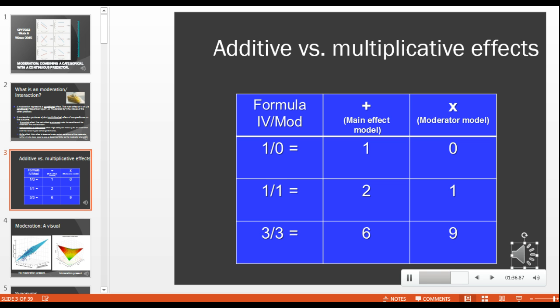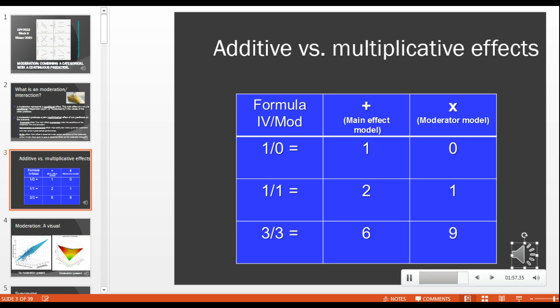Now in the last row, imagine that both of them have a more substantial effect on the DV. So there's a 3 for the predictor value and there's a 3 for the moderator value. If we add them together, that's a 6, but if we multiply them, it's a 9.